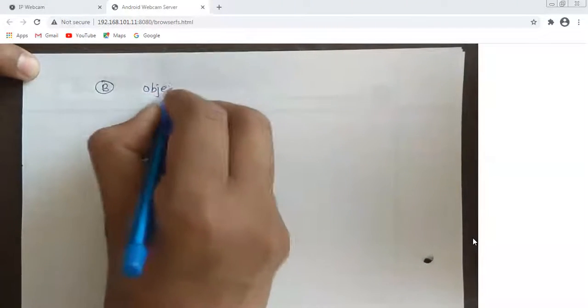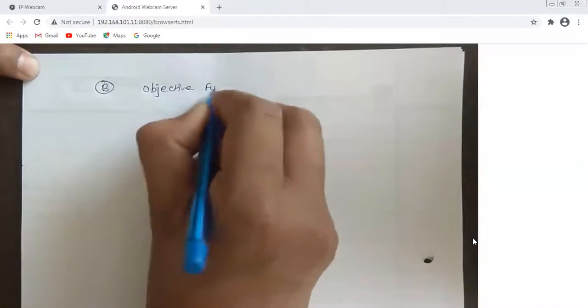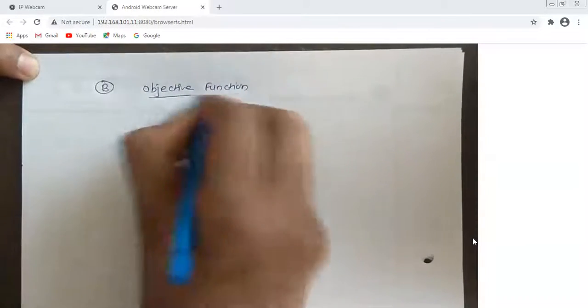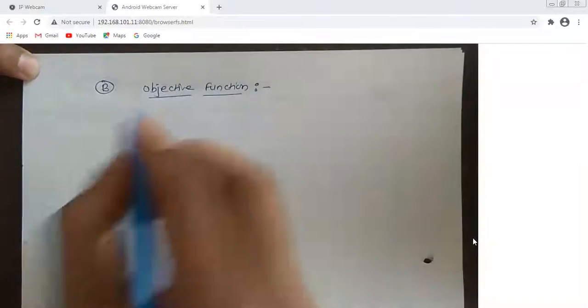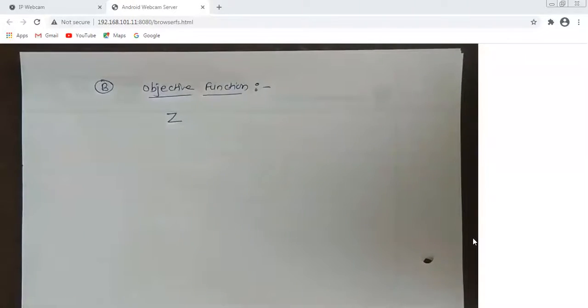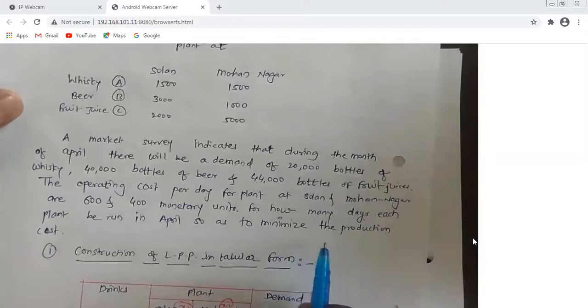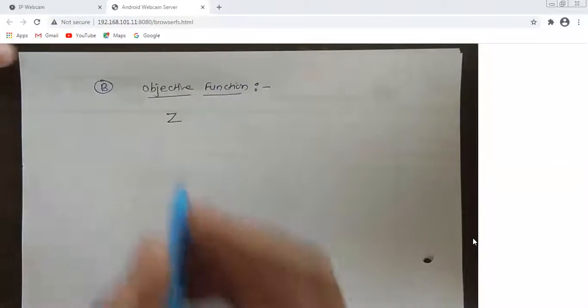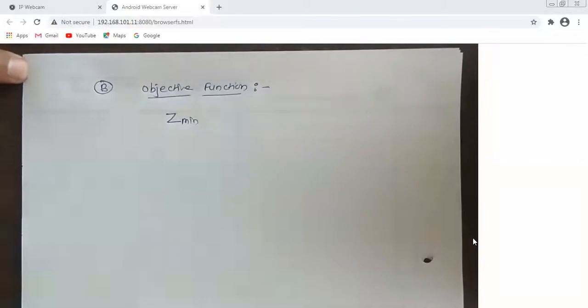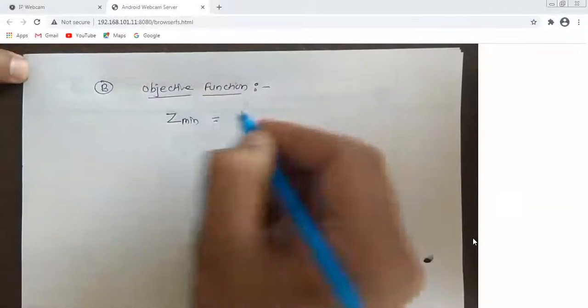What is step number B? Objective function. We know that the objective function is denoted by Z. Now here, what have they asked? They have asked to minimize the production cost. Means this is a numerical of minimization. So I will write Z min, which is equal to what they have given.